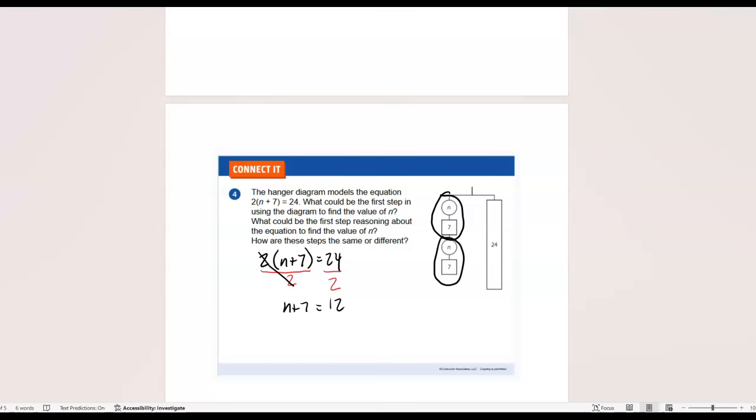And to figure out the value of n, just like I've been doing, I see addition. So I undo it by subtracting. 7 minus 7 is 0. N is equal to 5. If you want to check that, you plug back in 2(n + 7). I know what n is. I'm saying n is equal to 5. So plug in 5. 2(5 + 7) is equal to 24. Parentheses first. 5 plus 7 is 12. So 2 times 12 is equal to 24. 24 is equal to 24. I know I am correct.